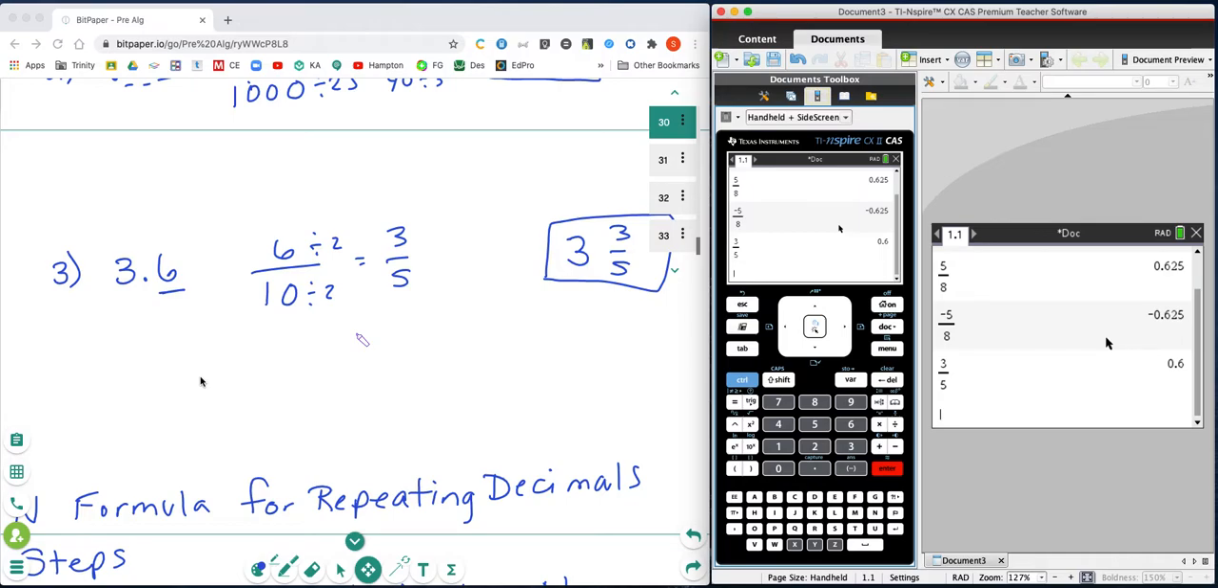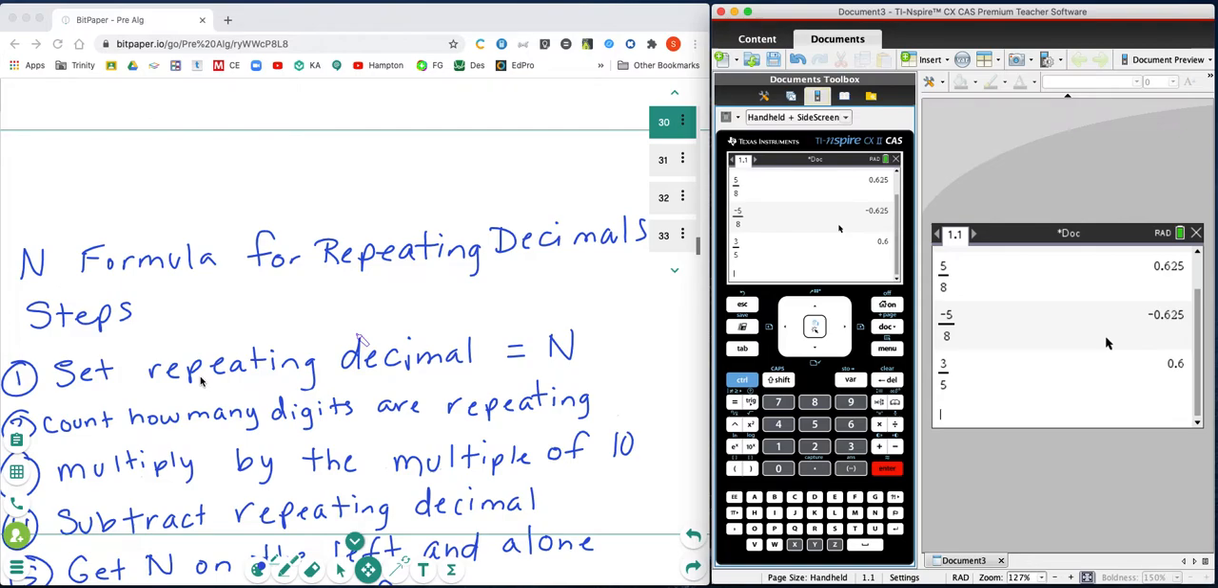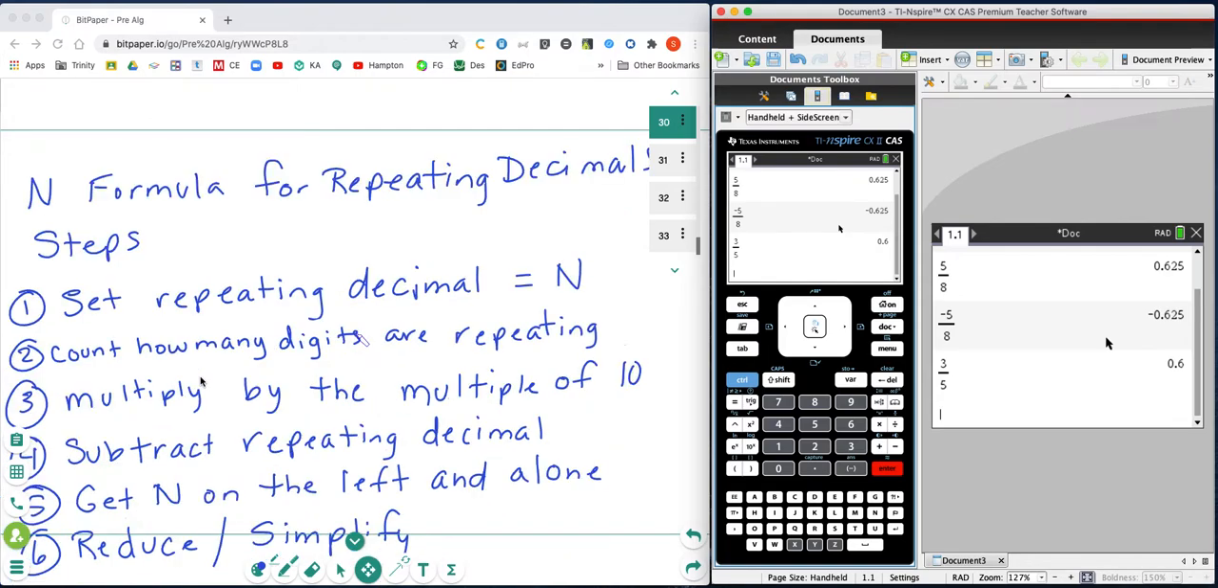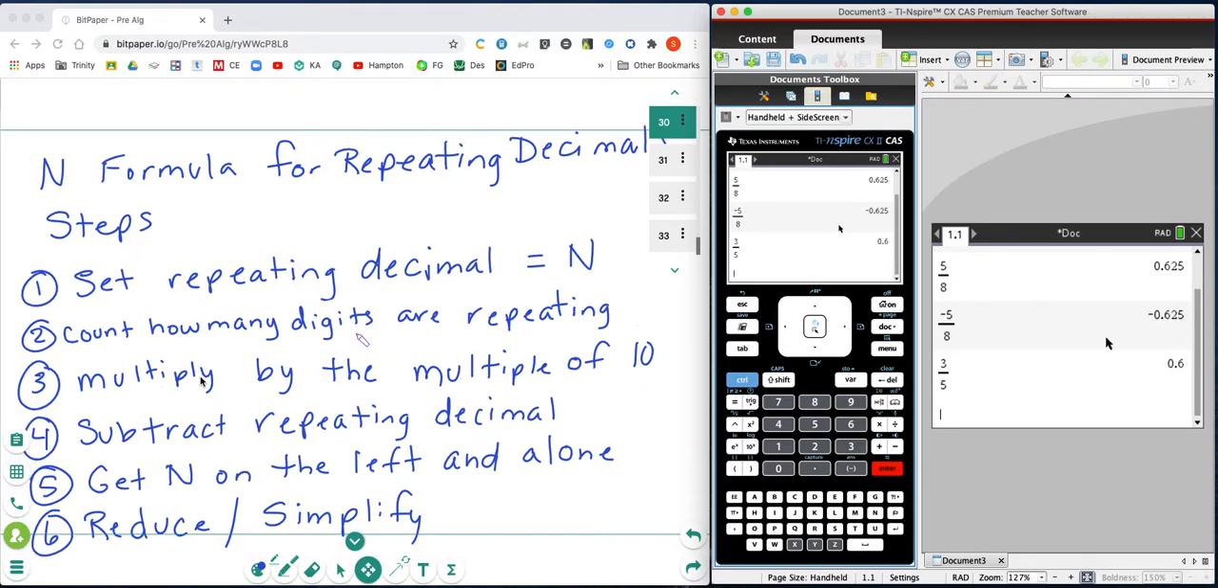Now, sometimes we're going to have fractions that have repeating decimals. So there's an n formula that we're going to use in order to solve those problems. So I'm going to go through the steps with you right now. Again, I would encourage you to press the pause button, write down the steps, and then go through them with me. So step number 1, we have to set the repeating decimal equal to n because we're going to use the n formula. Step number 2, we're going to count how many digits are repeating. Step 3, we're going to multiply by the multiple of 10.